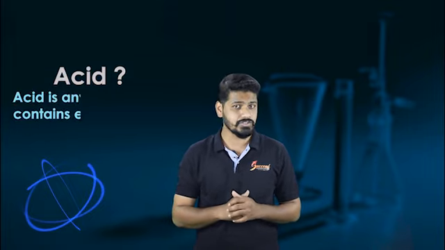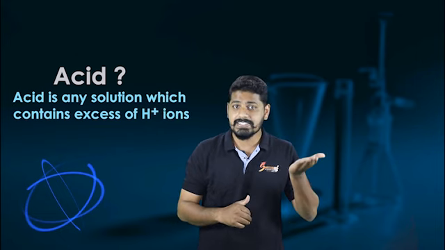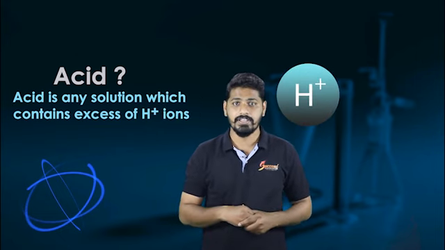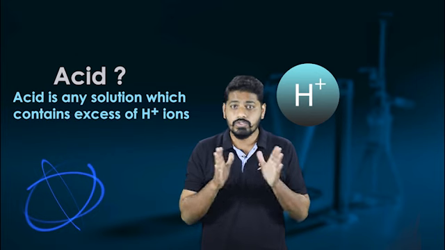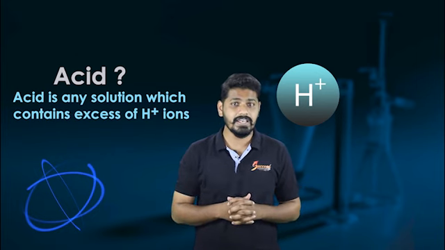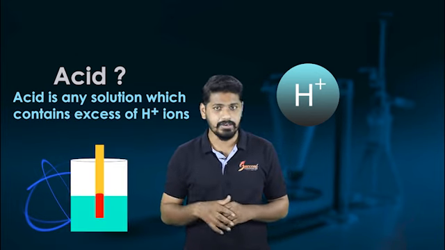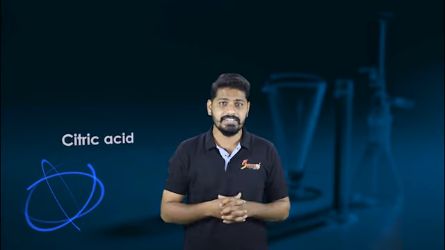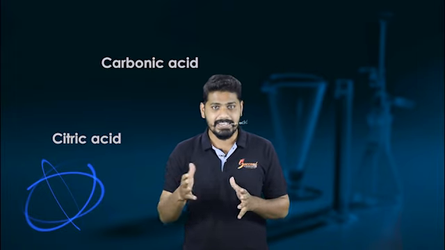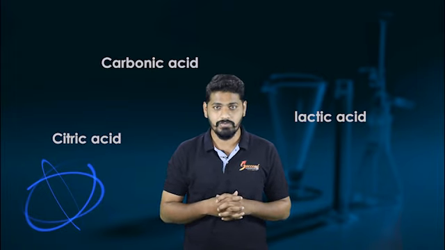So acid is any solution which contains an excess of H+ ions, and these are sour in taste, and they turn litmus paper red. Can you give an example? Yes, lemon and orange: when you taste them you feel the sourness, right? So those are very good examples. Citric acid, carbonic acid and lactic acid are very good examples of acids.